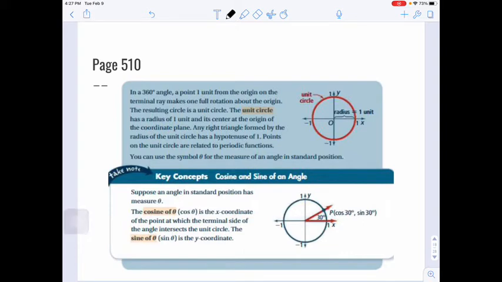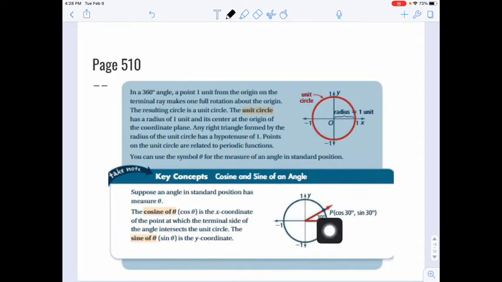You can use the symbol theta for the measure of an angle in standard position. So here we have a picture of the unit circle, the radius is equal to 1, and we start right at the origin of the coordinate plane. Suppose an angle in standard position has measure theta. The cosine of theta, or cos theta, is the x-coordinate of the point at which the terminal side of the angle intersects the unit circle. The sine of theta, or sin theta, is the y-coordinate.